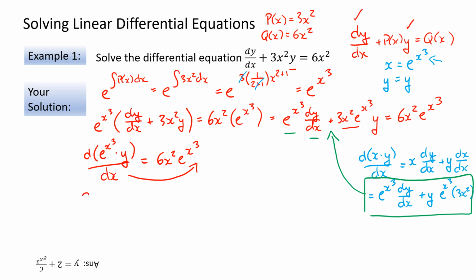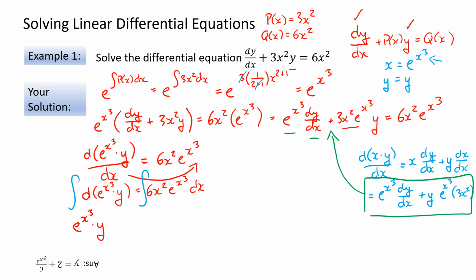So if I do that, I get the derivative of e to the x cubed times y is equal to 6x squared e to the x cubed dx. So now I can take the integral of both sides. If I take the integral of both, remember the integral of this product rule derivative is simply what's in the brackets. So on the left-hand side, this just becomes e to the x cubed times y.